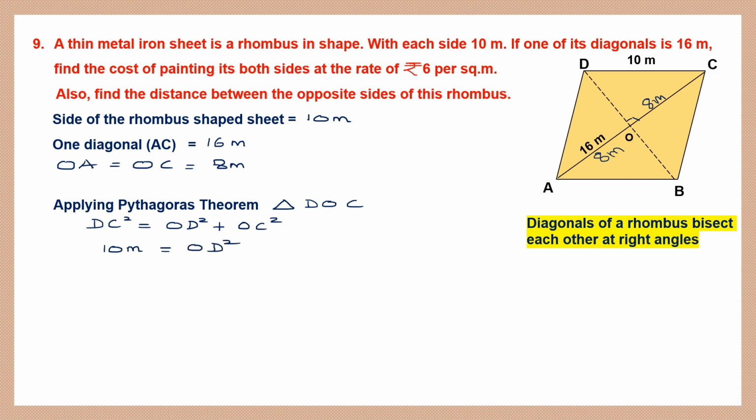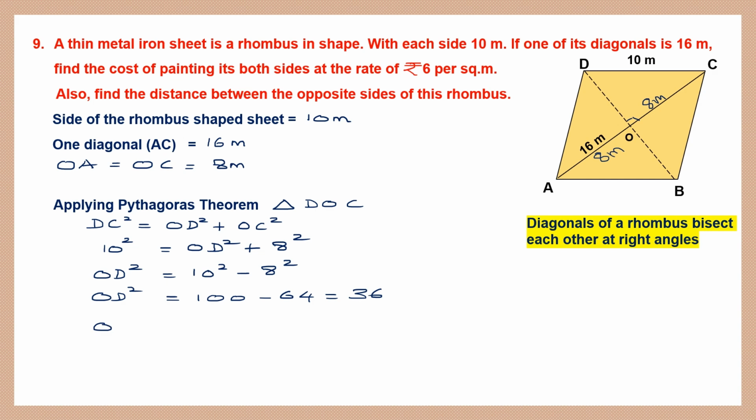OD square. And remember this is 10 meter, 10 squares. And OC is also given to us. OC is 8 meters, so 8 square. So now we're going to find the measure of OD square, and that will be 10 square minus 8 square. OD square is equal to 10 square, which is 100, minus 8 square, which is 64, and this is 36.